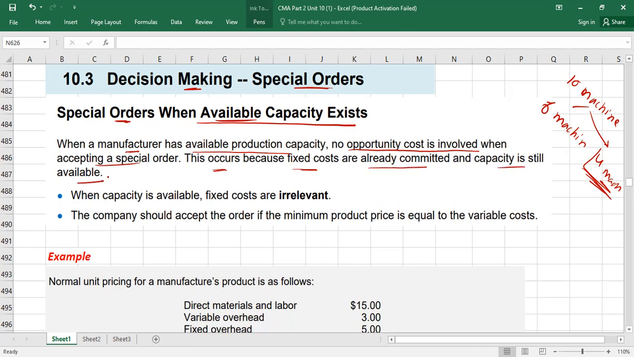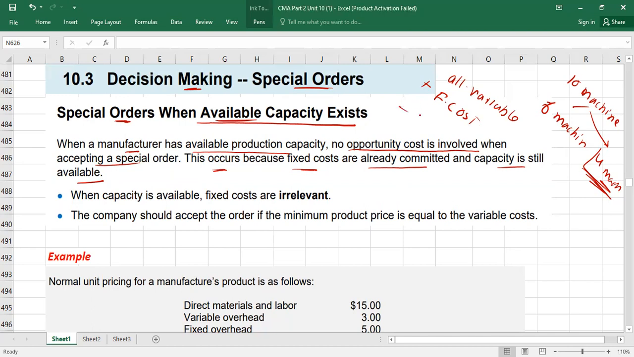Please also remember, usually fixed costs are irrelevant, but if there is any change in the fixed cost due to this decision, then it can be relevant. So the general rule is what? Please remember, all variable cost will be relevant if you have spare capacity, plus fixed cost can be relevant if there is a change in fixed cost. If fixed costs are unchanged, please note, this is going to be irrelevant.